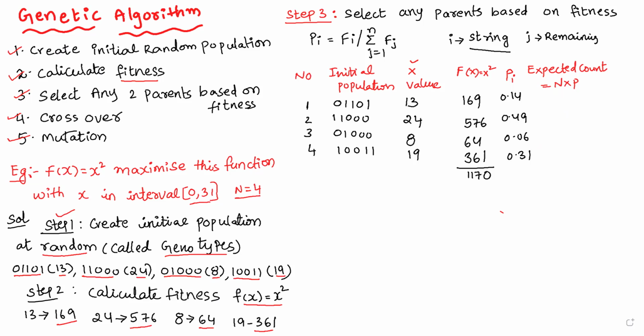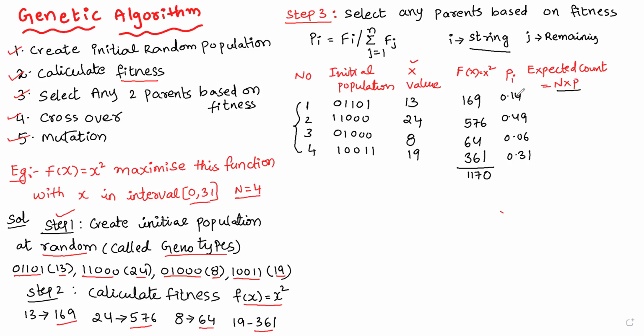So after completion of this one, we need to do the multiplication. So here the values are n into p. How to calculate this expected count? This is equal to n into p. Now we'll calculate this expected count. Just see this n here, n is nothing but the number of samples. So please observe all of you, the number of samples is 4. So we do the multiplication with 4.